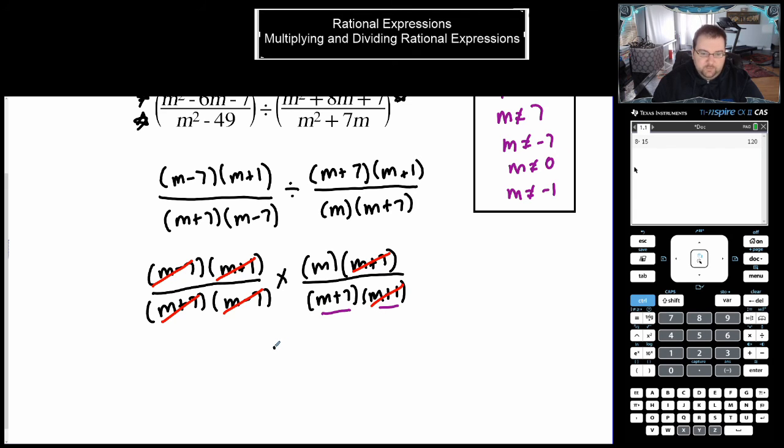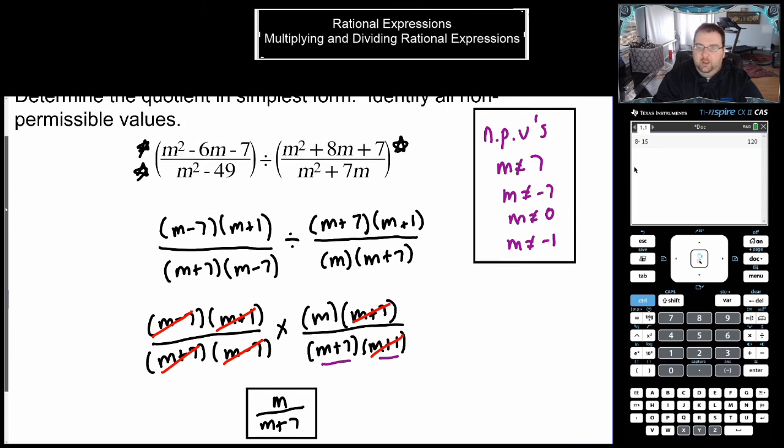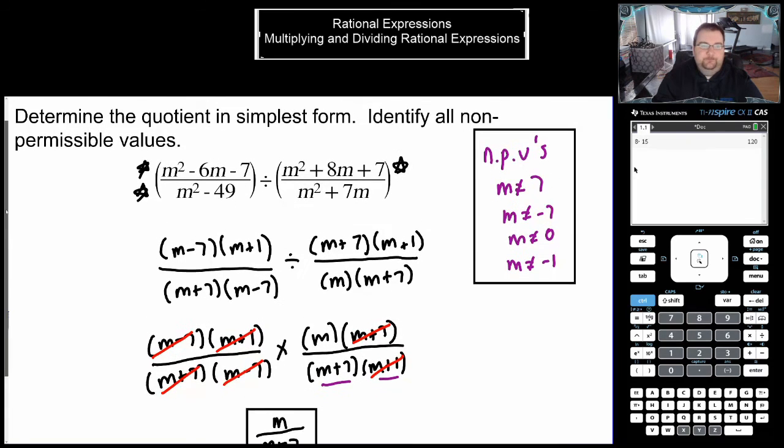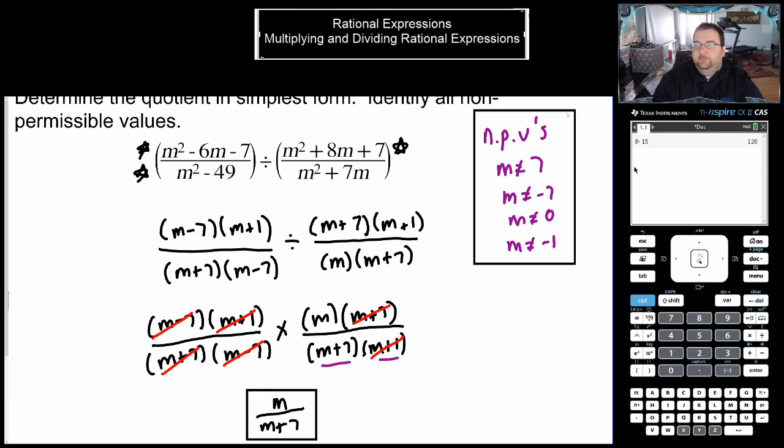What are we left with? Just an m on the top and an m plus 7 on the bottom. And there's my answer. So my answer comes in two parts, right? I have my simplified answer and my non-permissible values. Now it's your turn.